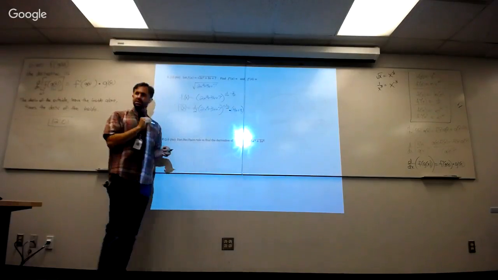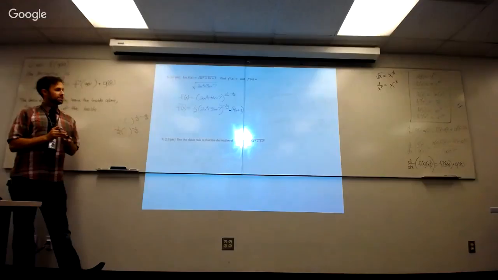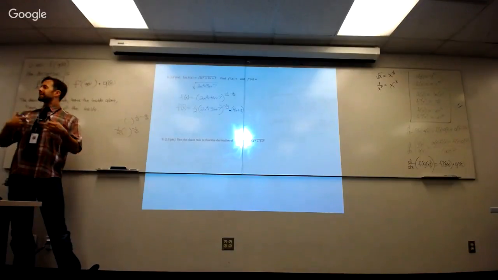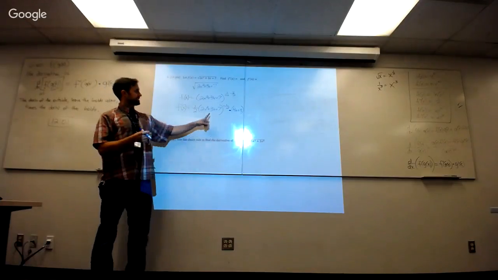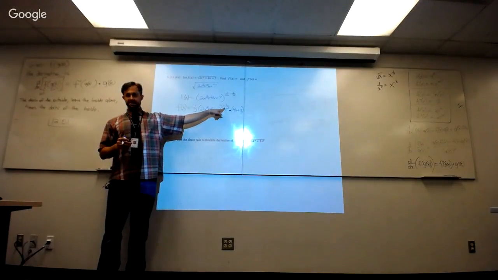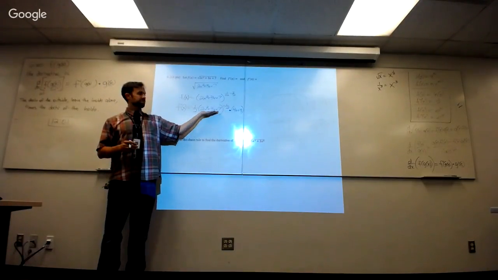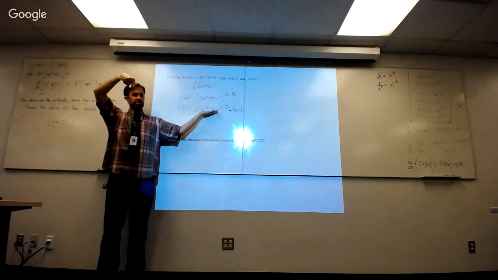Just 4x plus 3? Okay, so that's the chain rule. Now it's just a matter of cleaning it up. We can clean that up considerably. So for instance, anytime you have an exponent that is negative, what do you do? You take this whole thing and push it into the denominator.